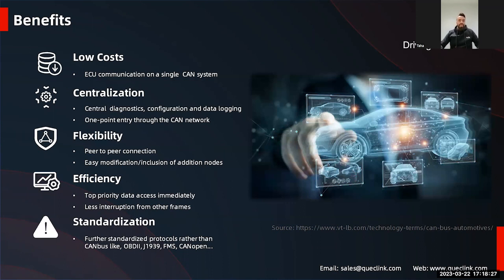What is the benefit of CANbus exactly? Why do we, as manufacturers, use this CANbus system and how can it save our lives? We always talk about low cost, of course, which is the most important thing. So, low cost ECU communication on a single CAN system. As I said, there is one system with 1,000 ECUs inside, and each ECU is communicating together through the CANbus, with only 2 lines.